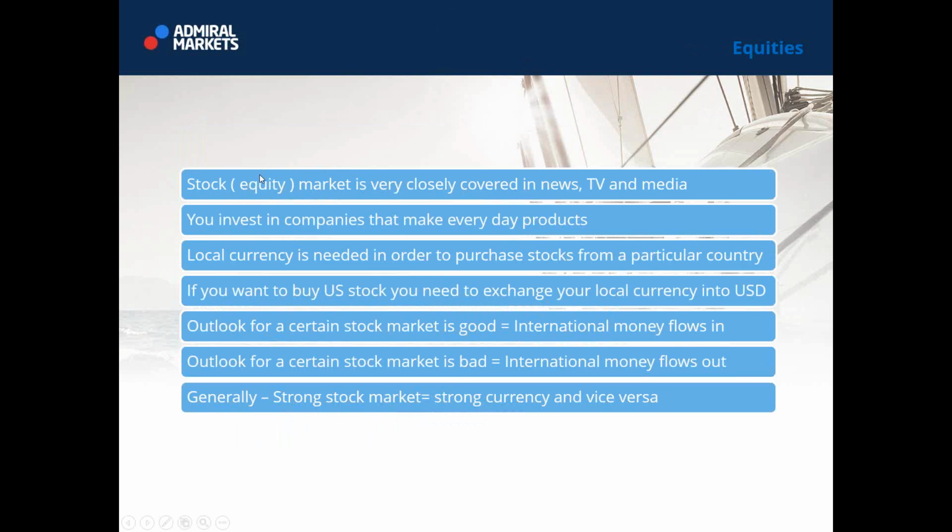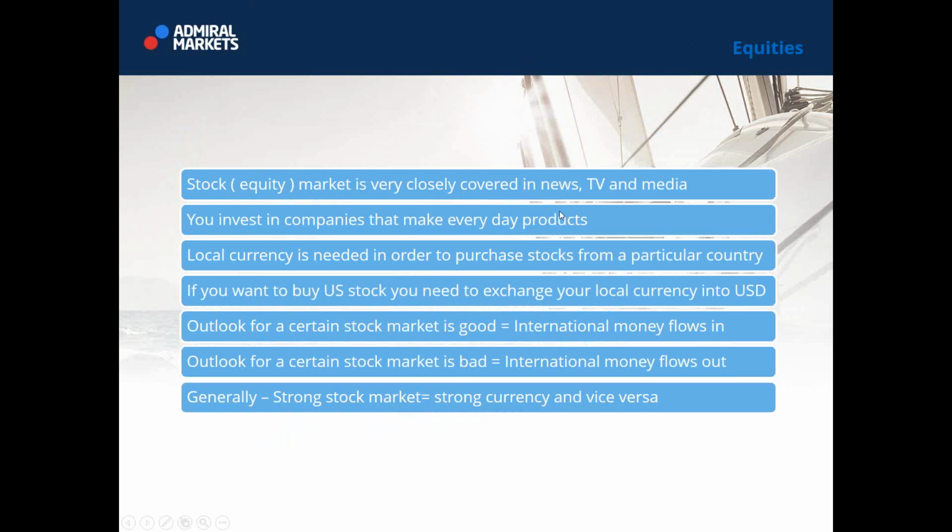Now, equities. Equity market is very closely covered in news, TV, and media. I personally don't call indices, I call it equities, okay? Because equities is group of indices and we call it equities. So you invest in companies that make everyday products. Equities move a lot. It's well known that most of the strongest equities will move much stronger than Forex pairs. Sometimes you will see DAX moving 300-400 pips, while, let's say, euro-dollar moves only 100 pips.